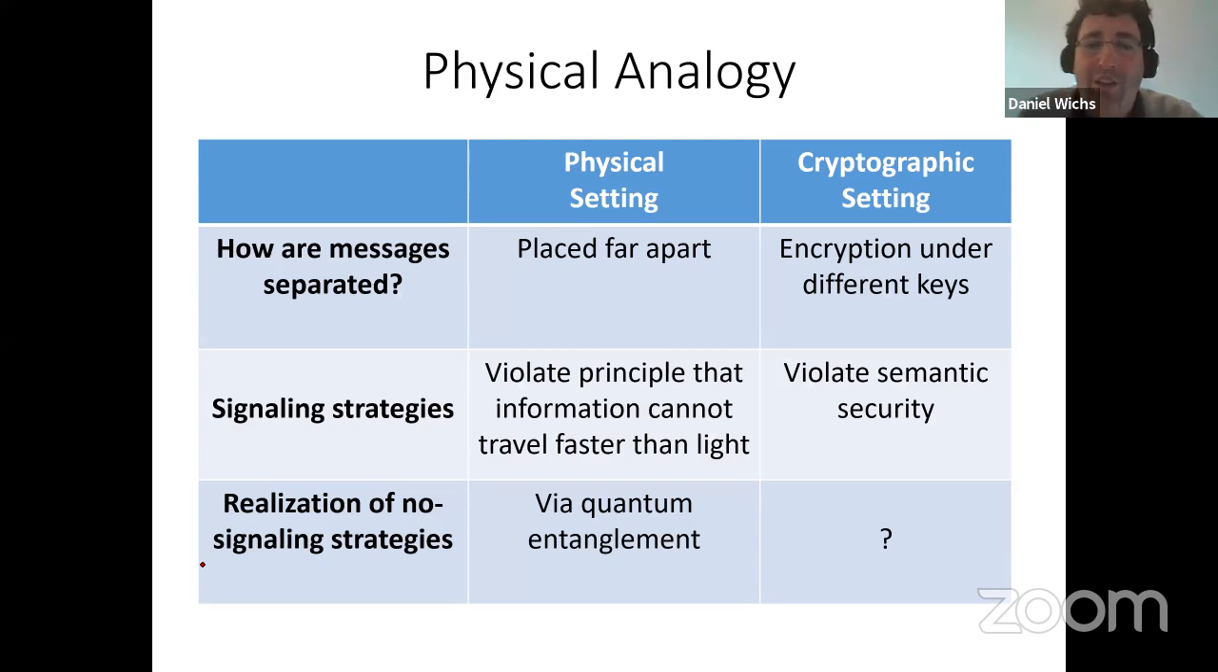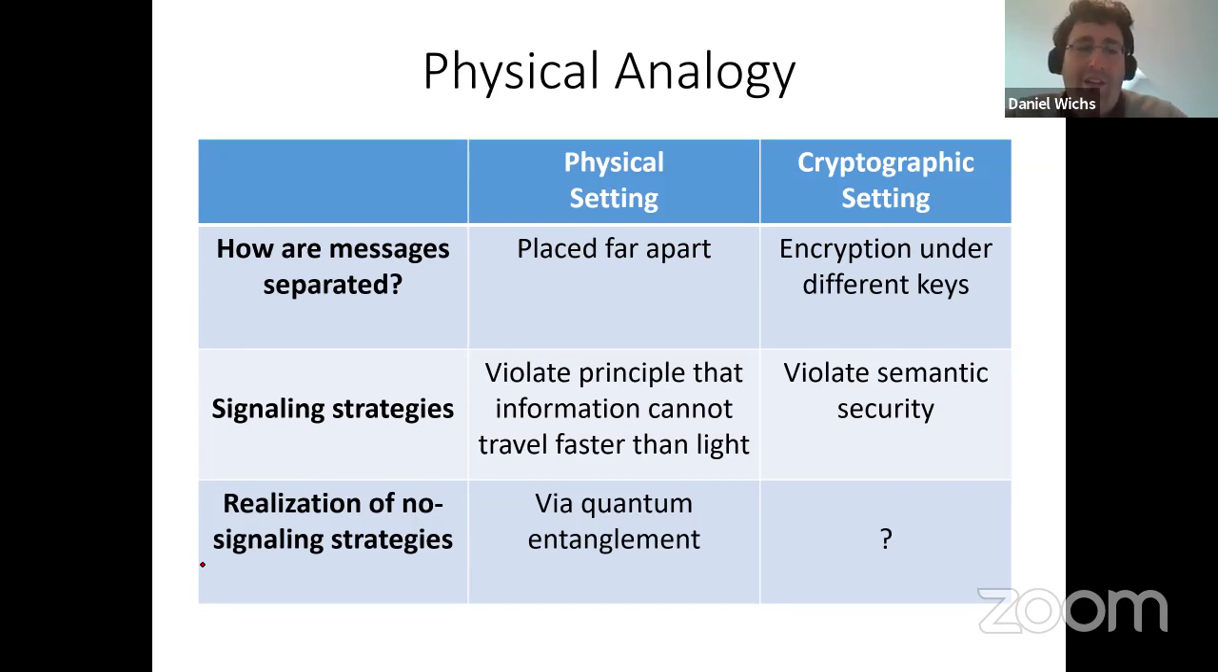I just want to explain the analogy a little better. We have the physical setting and the cryptographic setting. In the physical setting, the inputs, the X's, are separated by being far apart, so the two parties can't communicate about the inputs to each other. In the cryptographic setting, the inputs are separated because they're encrypted under different keys. The two X's are encrypted under different public keys, and therefore you cannot send information from one public key to another, because that would violate semantic security.